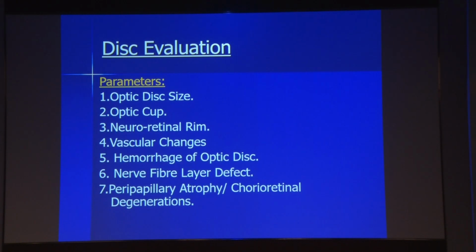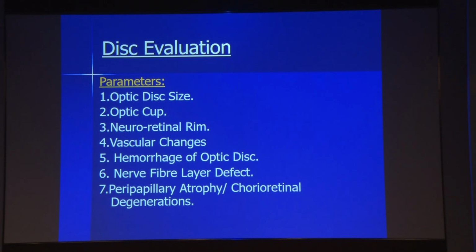So what are the parameters that you should look out for the moment you look at the optic disc? Number one, the most important as of today, I would say, is the optic disc size. You have to make a forced decision as to the size of the disc that you're looking at, whether it is a small disc, a normal size disc or a large disc. I'll come to this a few slides later.